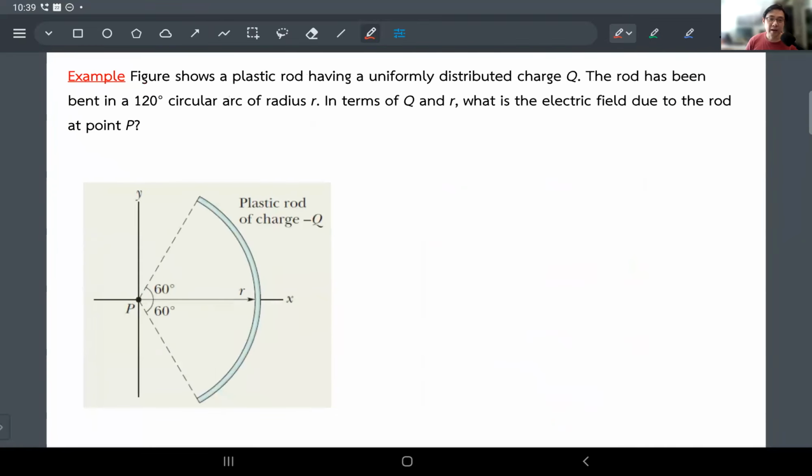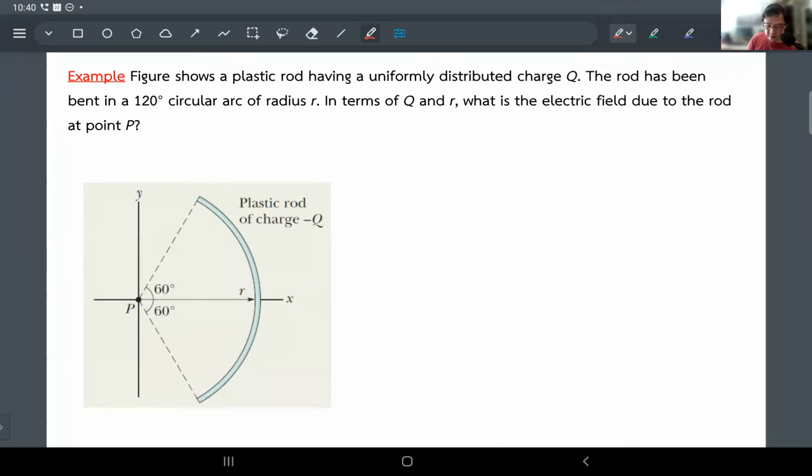Last one. All right, and we can complete this handout. This is going to be the upper limit of the questions that you can estimate or imagine that you're going to face. I'm not going to put any harder question than this one. All right, the figure shows a plastic rod having a uniformly distributed charge Q, and it's negative.